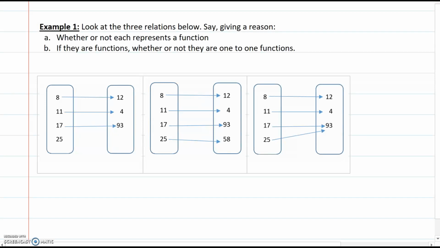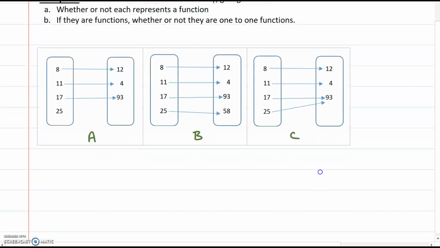So here we have three different relations in each of the diagrams, A, B, and C, and we have to say whether or not they're functions, and if they're a function, whether or not they're one-to-one. We're also going to talk a little bit about whether they're onto functions, although that's not quite as important. So let's say we begin with A.